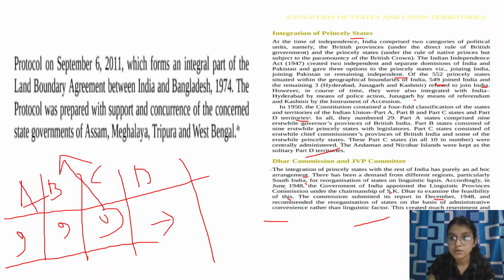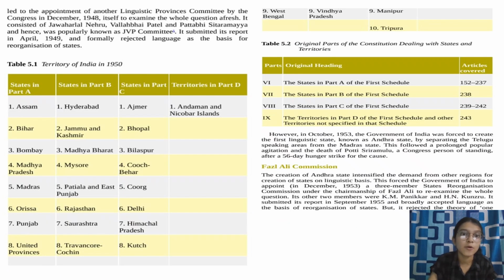This created much resentment and led to the appointment of another linguistic provinces committee by the Congress in December 1948 itself to examine the whole question afresh. So the report given by the Dhar Commission was not enough to make the people of India happy. They want a particular state on linguistic basis. So for that reason, since the Dhar Commission had failed, another commission had to be appointed to check whether it can be done on that linguistic basis.